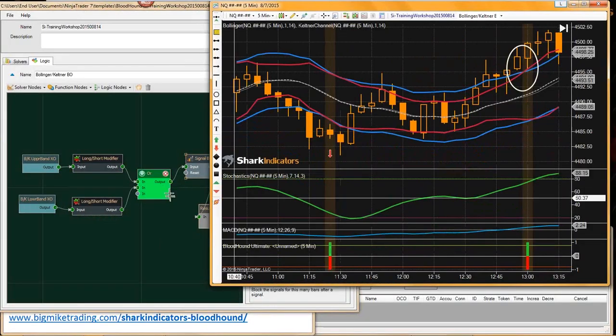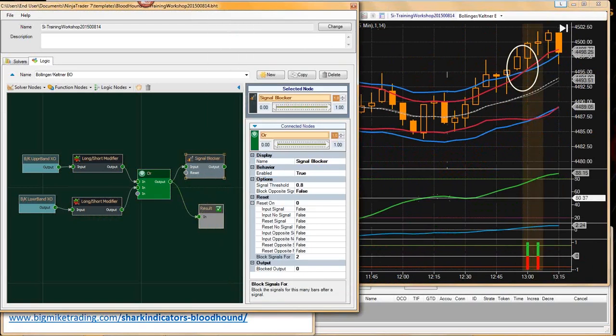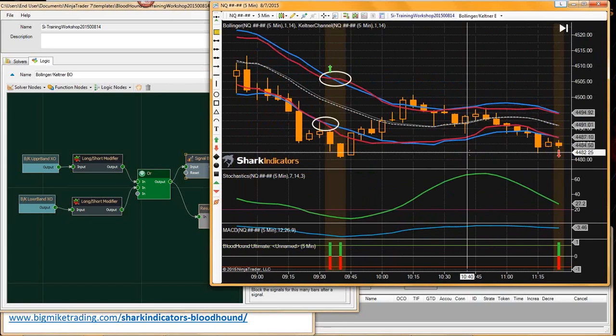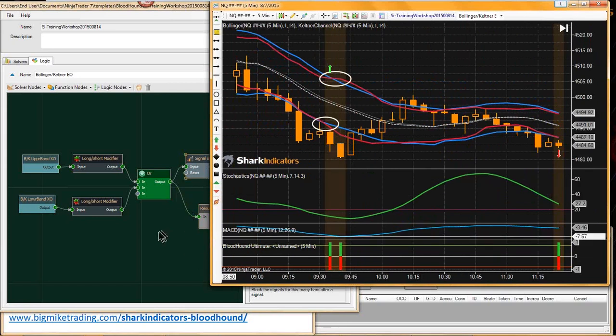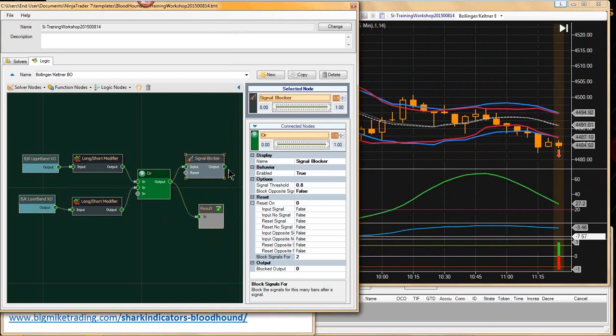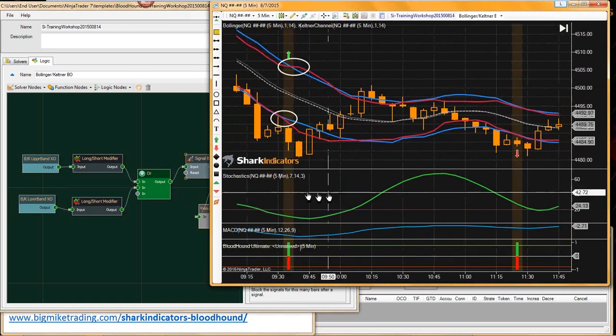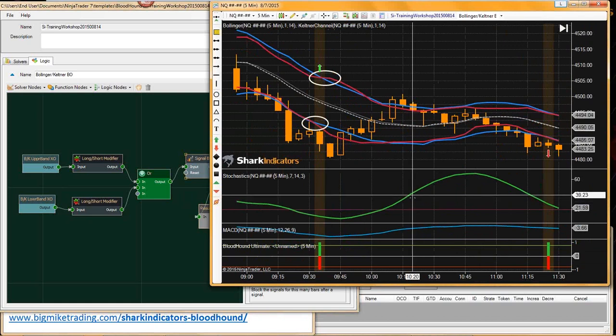So I think, in actuality, the signal blocker is probably not really needed. It's just a matter of preference, right? Now let's see the last step. The last step is to take our long and short output and filter it with the stochastics.